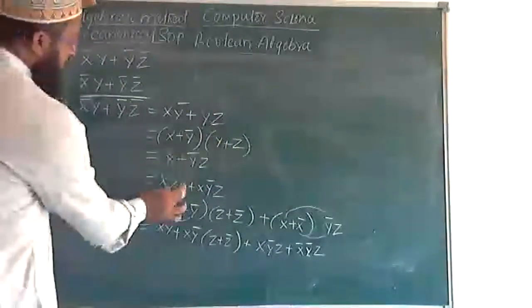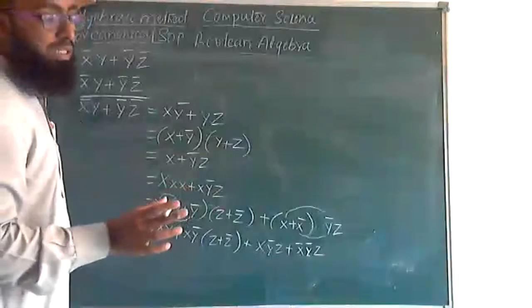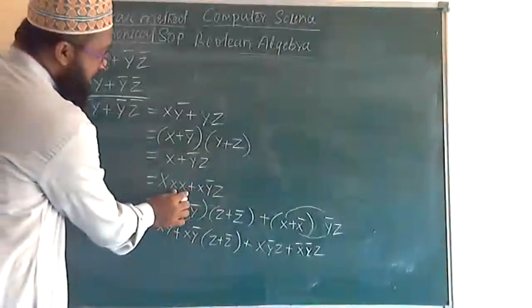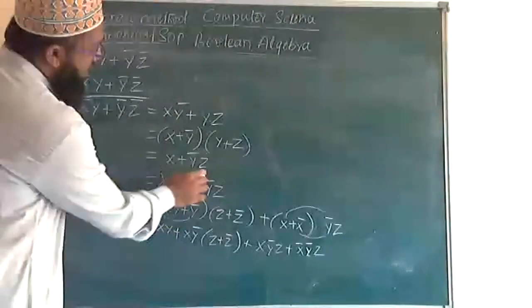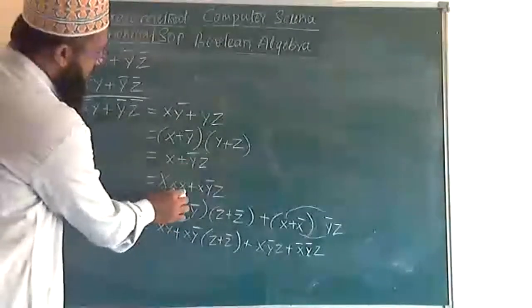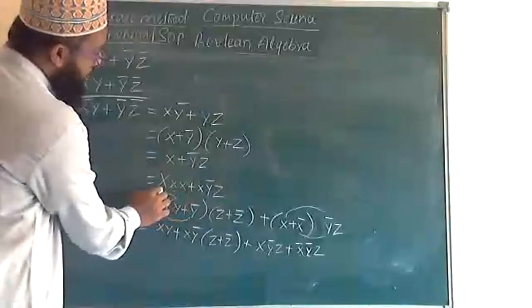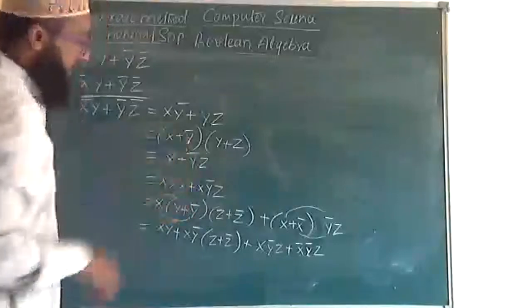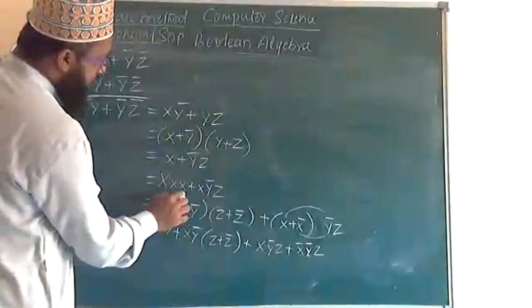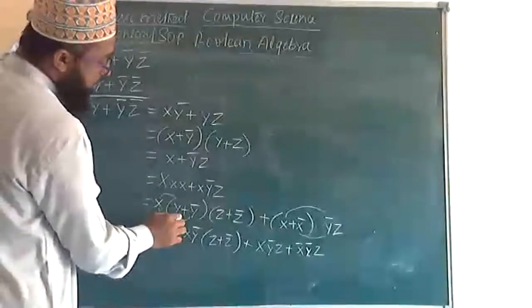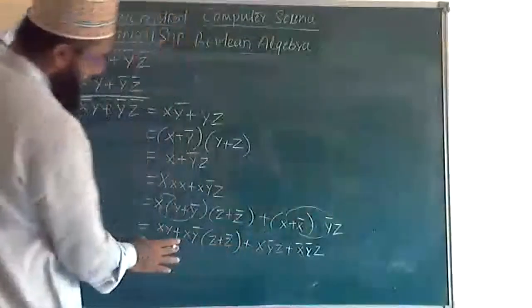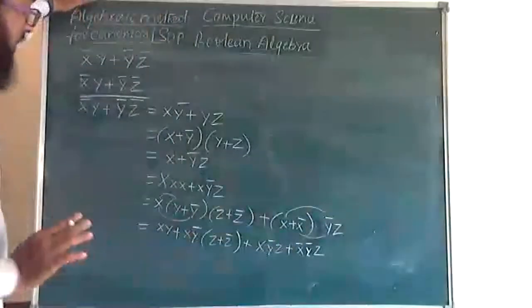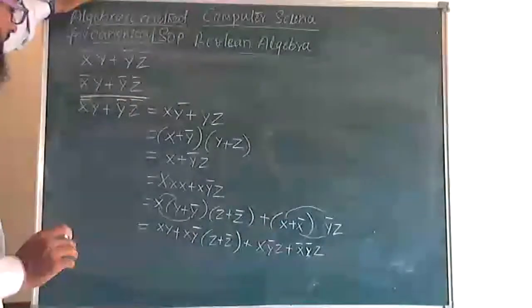Then write x wherever letters are missing. Here x is present, which means yz is missing. Here yz is there, x is missing. So in place of the missing letters, I will put the small x, because this x is already present here. Two things are missing, y and z, so we have to write their combination, y plus y bar, z plus z bar. Here x is missing, so x plus x bar. Then expand the equation. Okay, we have expanded the equation.